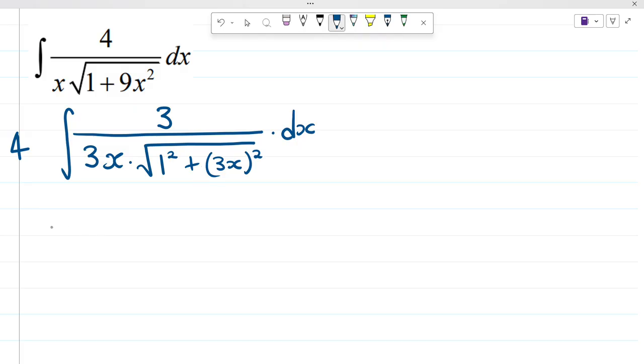So it's going to be negative 1 over a, more like negative 1 over 1, hyperbolic cosec inverse of what? Of f of x over a. So f of x is 3x, so it's 3x over what? Over 1. So it's just going to be 3x and then plus c.